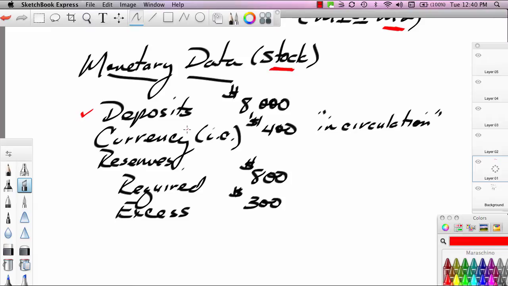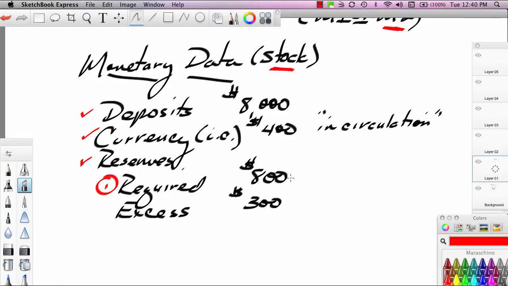But deposits are an asset. It's something held at a point in time. Likewise, currency is an asset held at a point in time. And reserves, remember what reserves are. This is an asset held by a bank against its deposits. And there are two types of reserves. There are required reserves. These are reserves that banks are obligated to carry against its deposits.